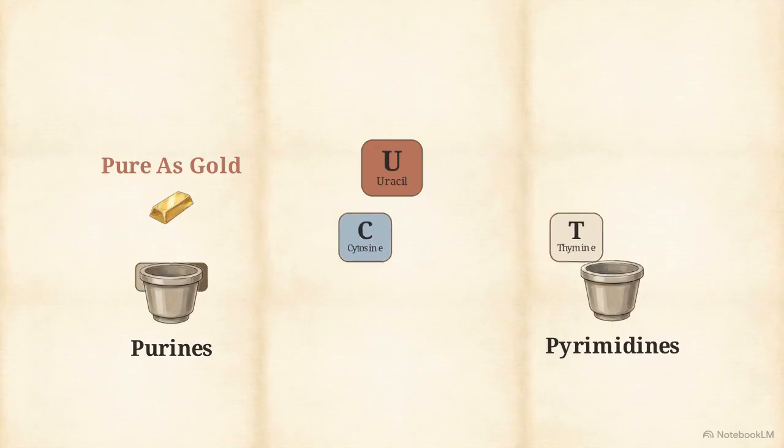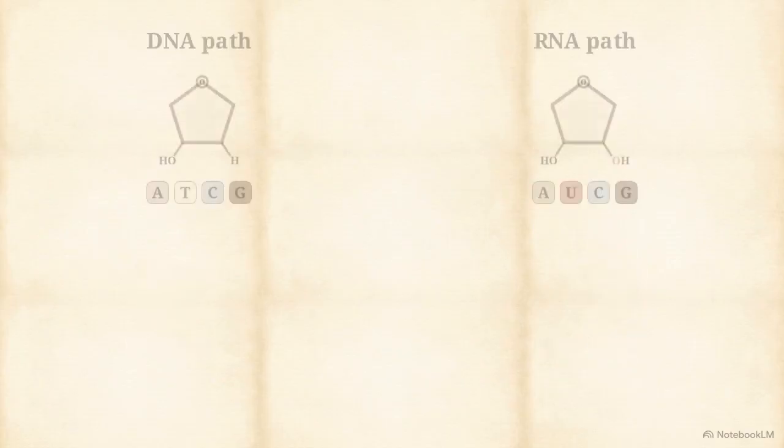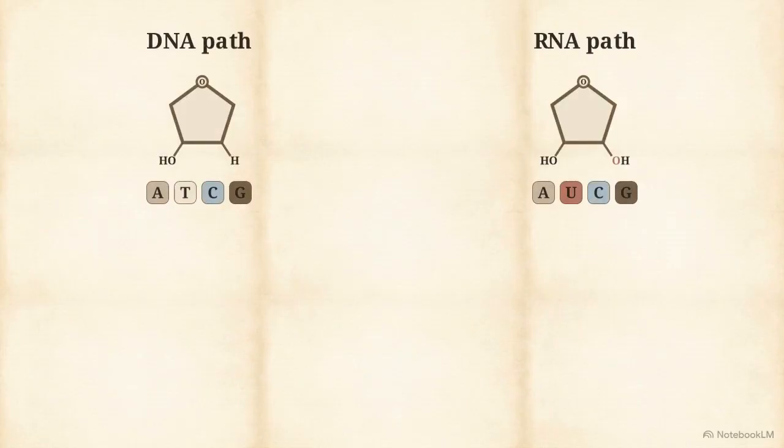That leaves the pyrimidine bucket for the remaining bases, cytosine, thymine, and a special base called uracil, which is exclusive to RNA. Whether a strand of genetic material becomes DNA or RNA depends entirely on these specific chemical selections, whether the cell uses ribose or deoxyribose, and exactly which bases are pulled from those two buckets.